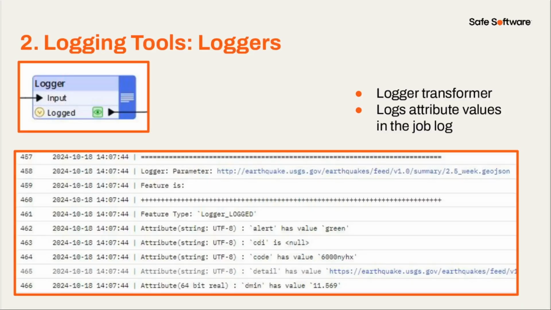Okay, let's talk about some logging tools now. There are tools in FME that can add more information into the log files we just spoke about. The first would be the Logger transformer. If you have a workspace that's failing on FME Flow, try adding loggers before the point of failure to view that feature data in the job log file.